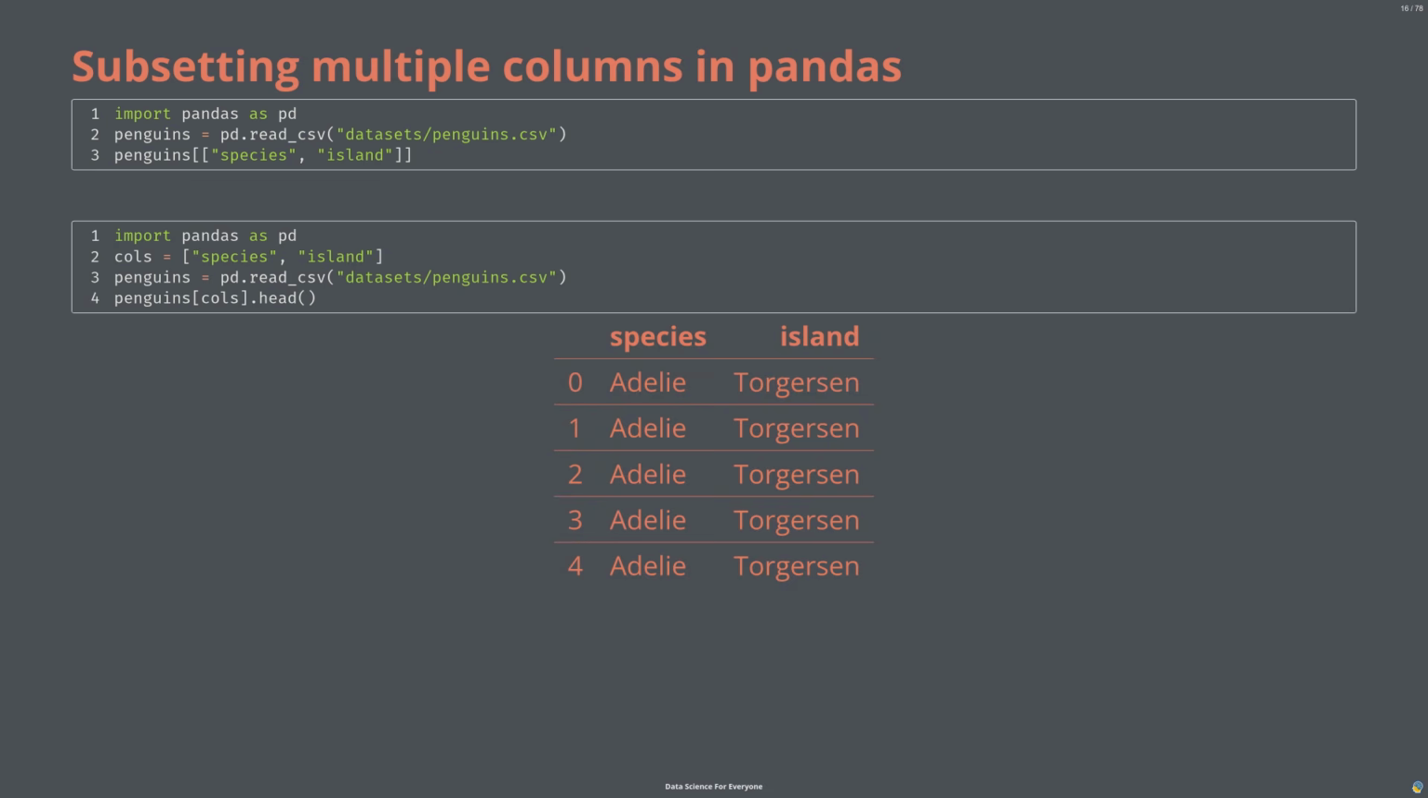To select multiple columns from a data frame, you need to use two pairs of square brackets. Here's why. The inner brackets create a list of columns you want to select. The outer brackets are used to subset the data frame using that list. This returns a new data frame with just the columns you selected. You can also store the list of column names in a variable, but most of the time, it's quicker and easier to do it all in one line.